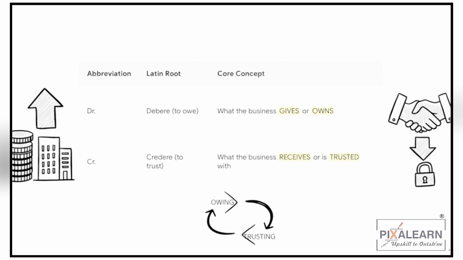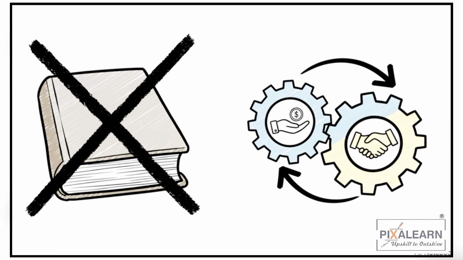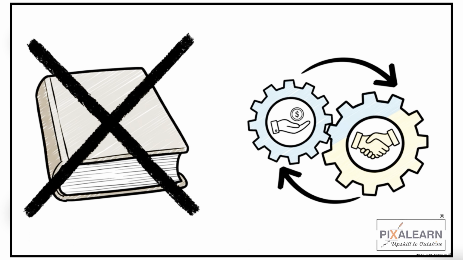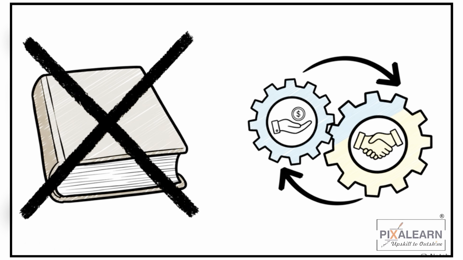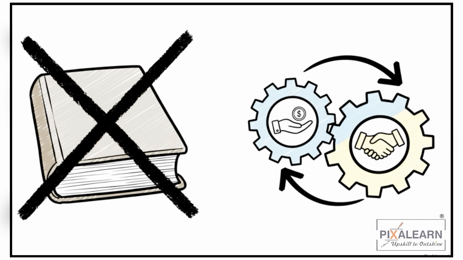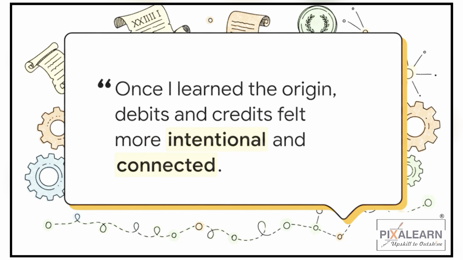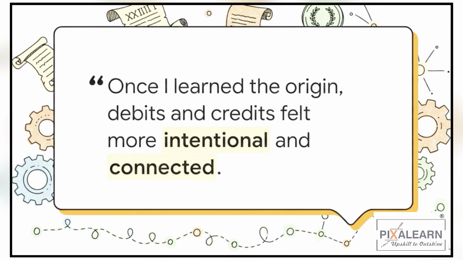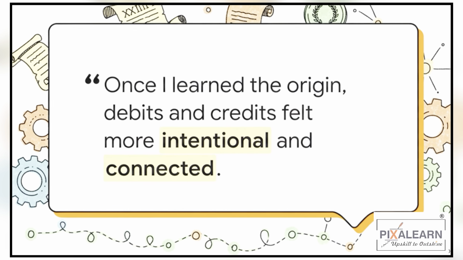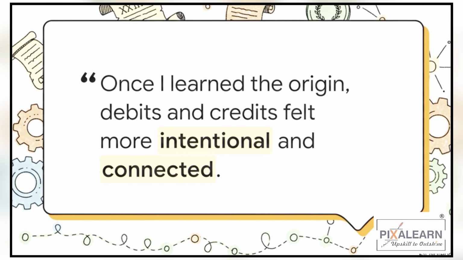You see, this whole thing isn't just a bunch of random rules you have to memorize for a test. It's a logical framework that's lasted for centuries because it's built on these really basic human ideas of what we owe and what we trust. And that's the real aha moment for so many people. Once you learn where these words came from, the whole system just clicks. It suddenly feels so much more intentional, and all the pieces just connect.